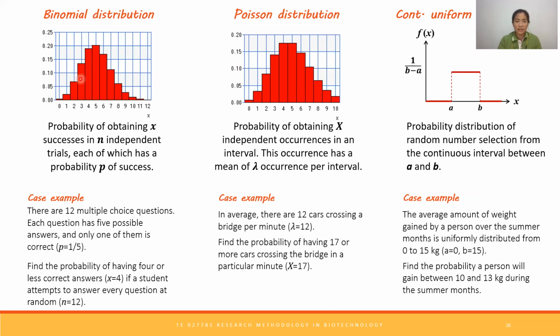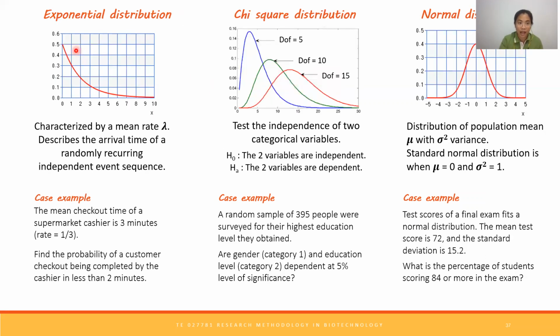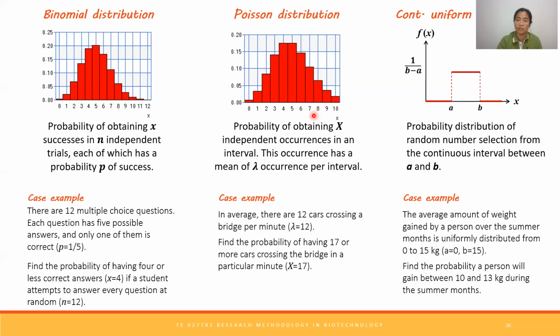Okay, so the graph looks like this. A bar graph is a discrete distribution, and if it comes into a curve like this, it's continuous. So basically that is the difference between the two. Okay, the first distribution for the discrete distribution is the binomial distribution.